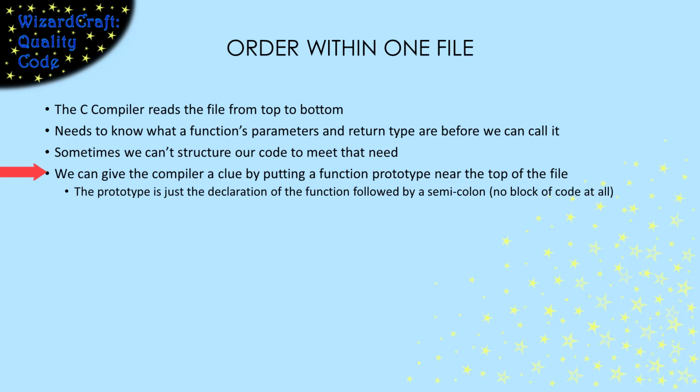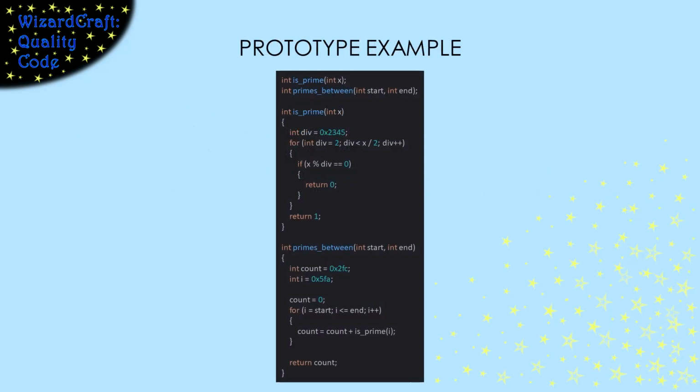These clues are called function prototypes, and it's just the declaration followed by a semicolon, no code block at all. In this example, I have two functions, and you can see their prototypes here near the top of the file. Now, in this example, you could say that I didn't need to do that. Primes between calls isPrime, and it's declared before it's called, so the compiler would be okay without the prototypes. That's true. However, it's considered good form to always include the prototypes. That way, we can order the functions in a way that makes them easy to find. Lots of teams like them to be either grouped by related functionality or in alphabetical order.